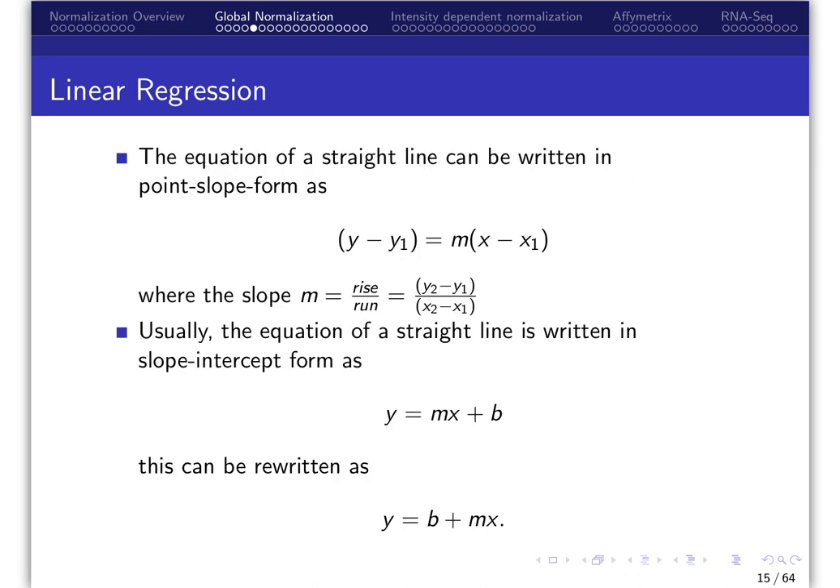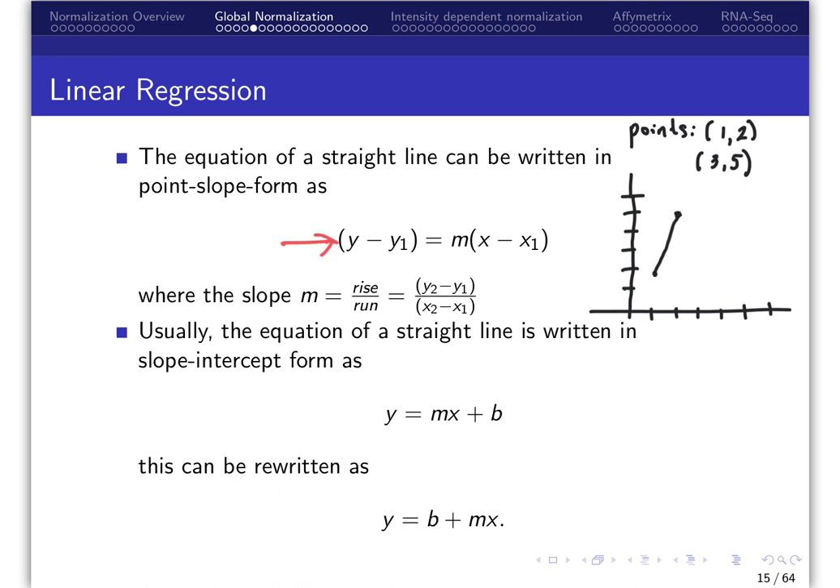Typically, we do not know the values of the slope and intercept for the best line, but we need to estimate them using the data. Suppose we have 2 points and that we plot them on a Cartesian coordinate system, and a straight line is drawn connecting these 2 points. Recall that the equation of a straight line can be written in point-slope form using this equation, where m represents the slope of the line and x1 and y1 is a point on the line.